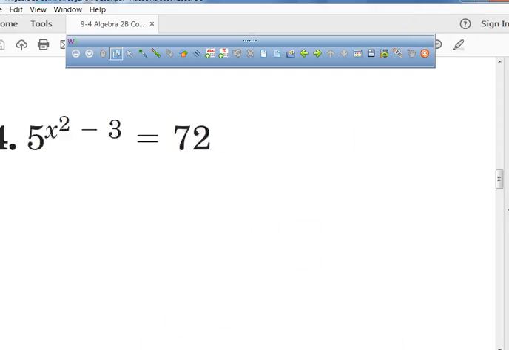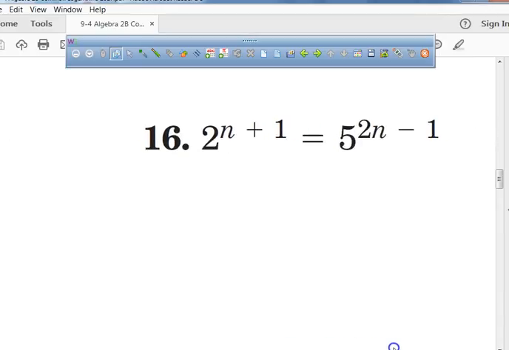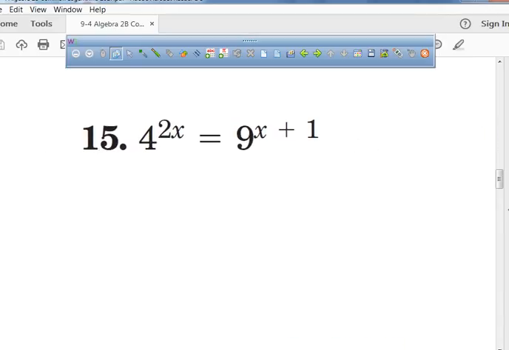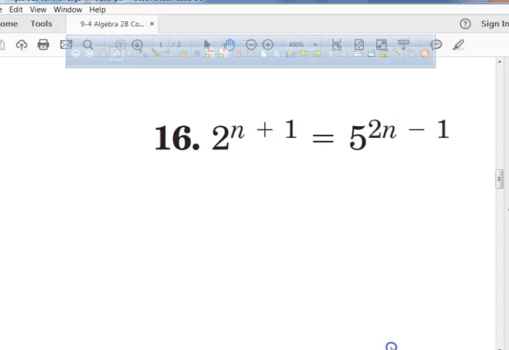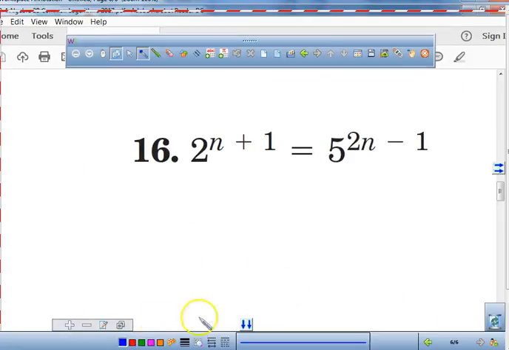One more problem, and that's it. By the way, how we're going to do number 16 is how we're going to do number 15, okay? 16 is slightly harder, so we're going to do 16. Here's your final problem. Madison, could you tell me what you think we're going to do first? That's right. Common law.